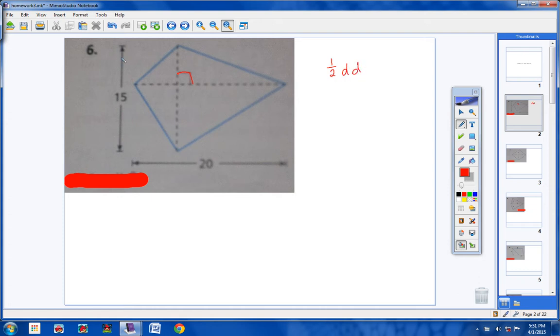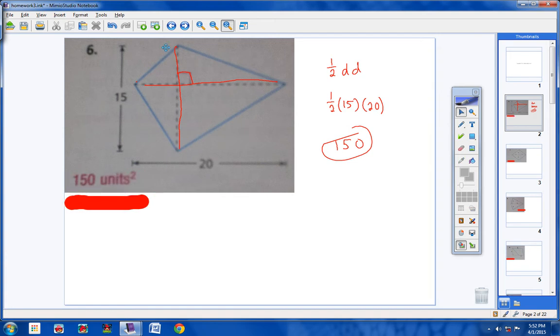If the length from here to here is 15, then this diagonal is also 15. And if the length from here to here is 20, then this diagonal is 20. So I have 1/2 times one diagonal, which is 15, times another diagonal, which is 20. If you multiply those together, you will get 150 square units.